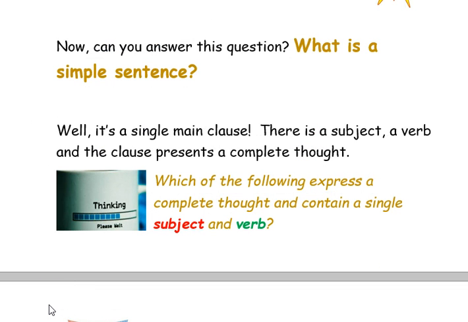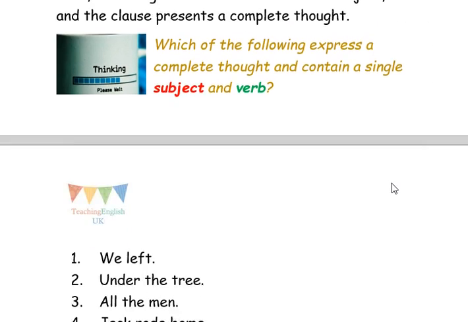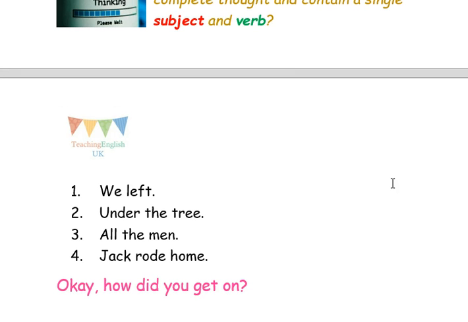So can you now answer this question? What is a simple sentence? Well, actually it's a main clause. You will have a subject and you will have a verb and it will make a complete thought. So have a look at the following sentences and decide which ones are complete thoughts, therefore a simple sentence with one verb and one subject.